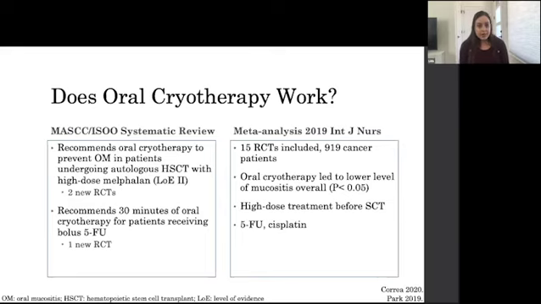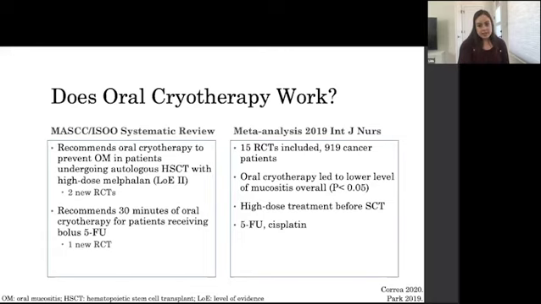For example, the MASCC/ISOO systematic review does recommend oral cryotherapy in patients undergoing autologous stem cell transplant with high-dose melphalan. There are several studies that have shown some benefit for patients there. Also, in patients who are receiving bolus 5-FU, they recommend 30 minutes of oral cryotherapy. 30 versus longer, like 60 minutes, has not been shown to be any different.